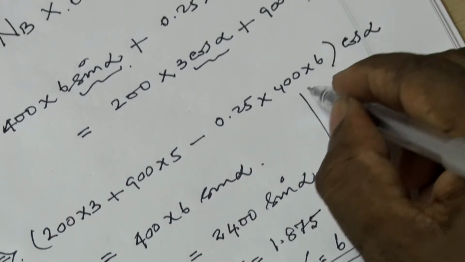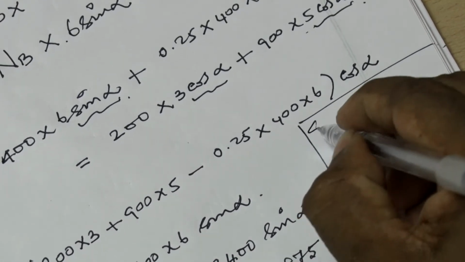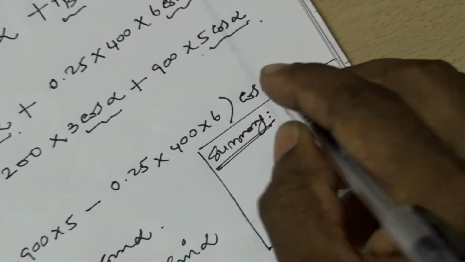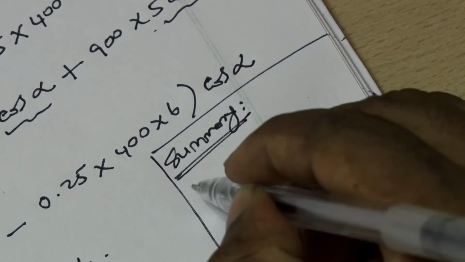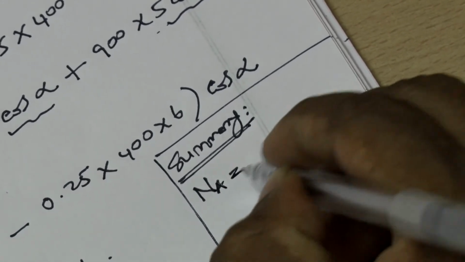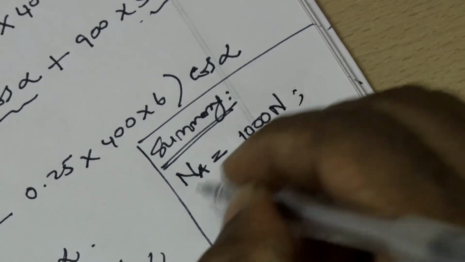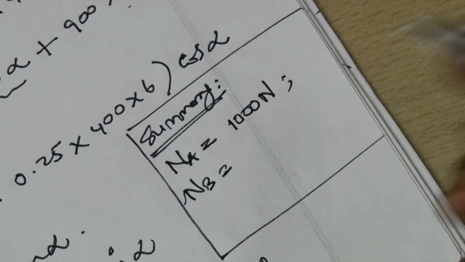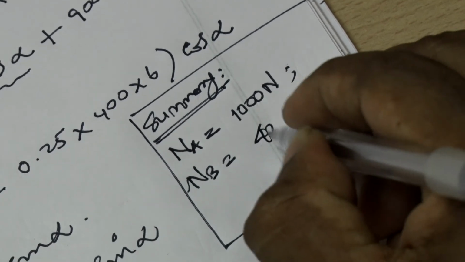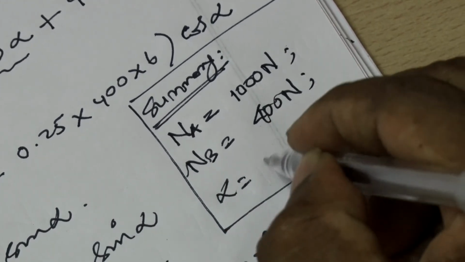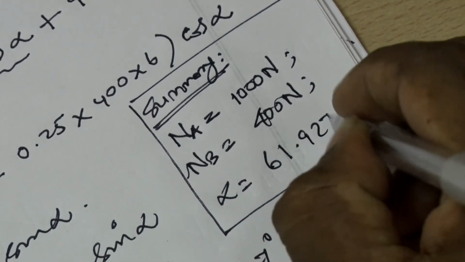Summary: NA is equal to 1000 Newton, NB is equal to 400 Newton, alpha is equal to 61.927 degree.